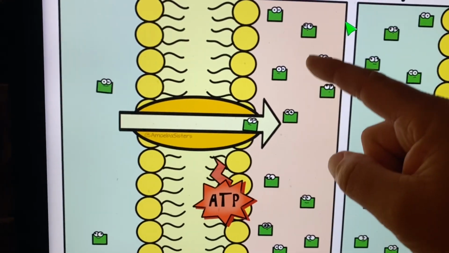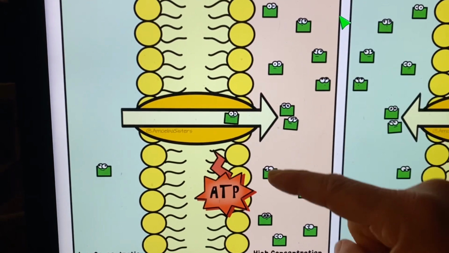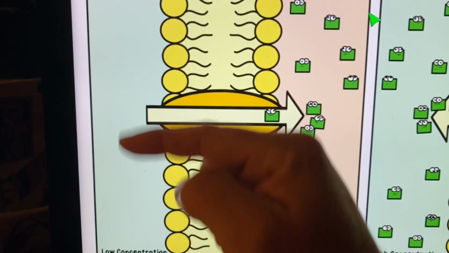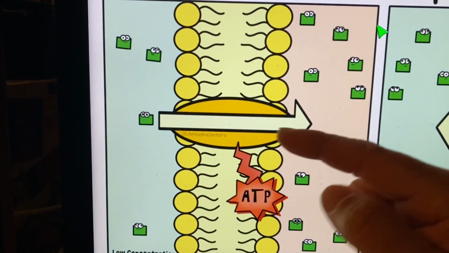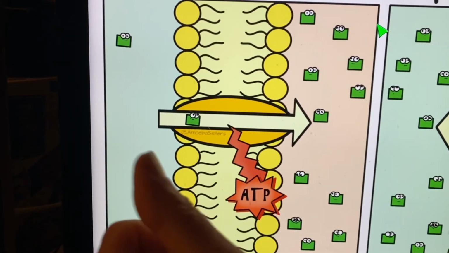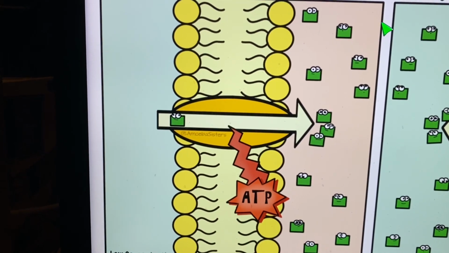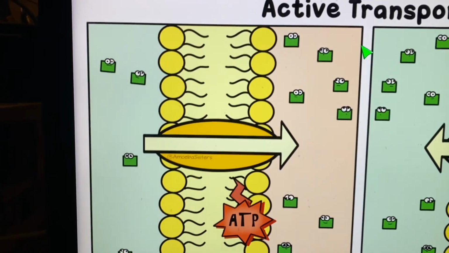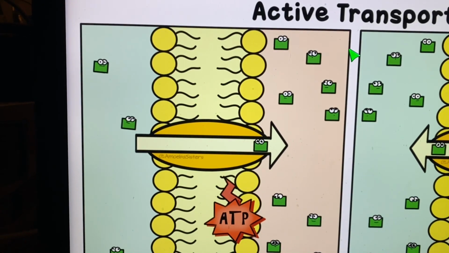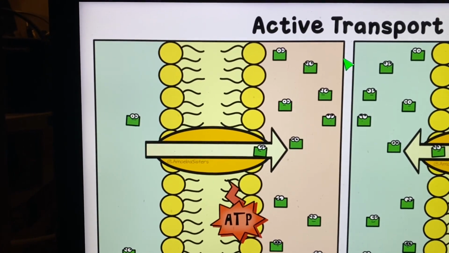If you look at this diagram here, all these squares want to move that way to balance themselves out. So the only way to get them to stay unbalanced is to actively pump them out of the cell using energy, active transport. All right, so you need to know the difference between passive and active transport.